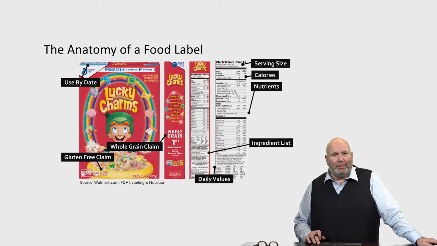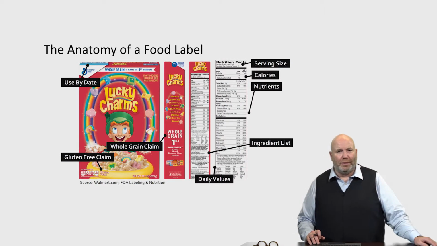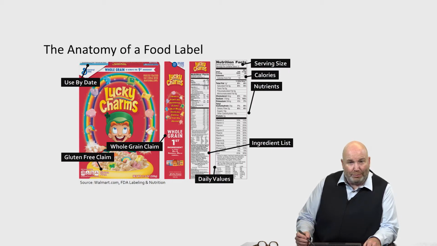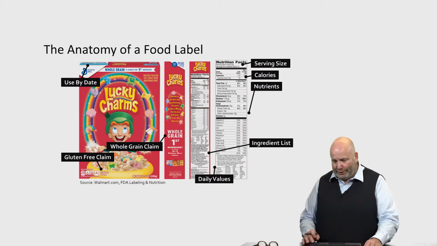Thinking about what a food label is, here's an example of Lucky Charms. We have a best used by date. We have a gluten-free claim. We have a whole grain claim. We have daily values, a percentage of these daily values as recommended on a 2,000 calorie diet. We have the ingredient list in the order in which the ingredients appear, from the most percentage-wise. And the list of nutrients, calories, and a serving size.